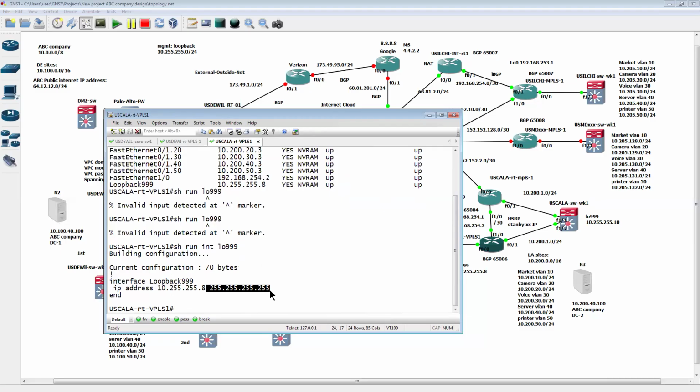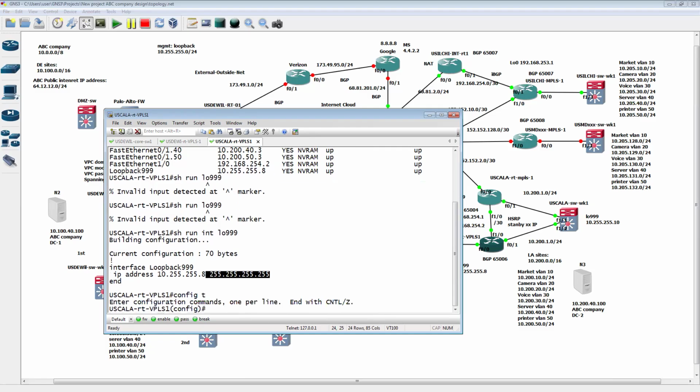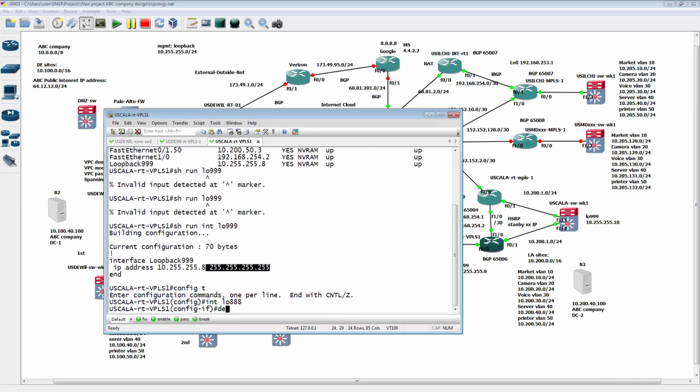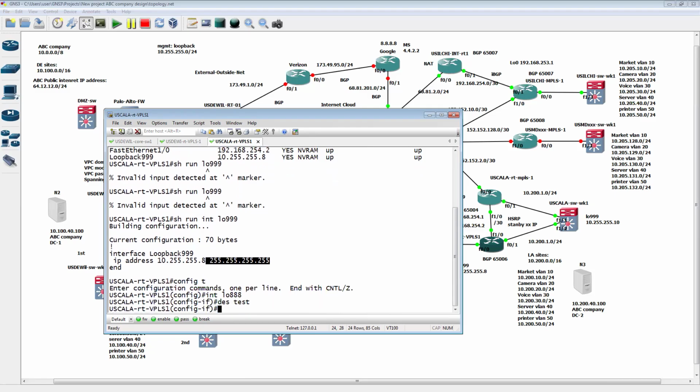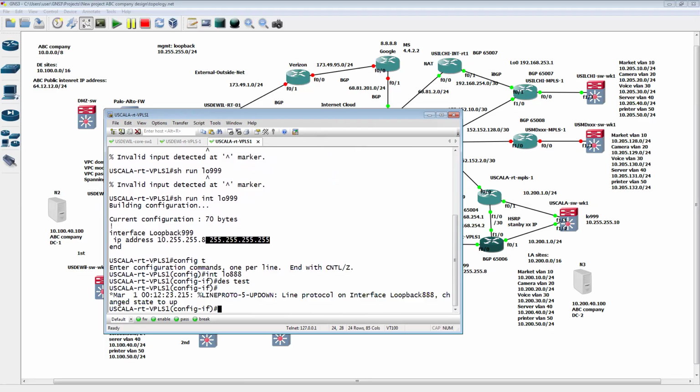How can we prove it? If that is the case, how do we want to prove it? Well, let's create another loopback on purpose. Say interface loopback 8888. This is for testing, just for testing. Okay, we have a testing loopback in here.